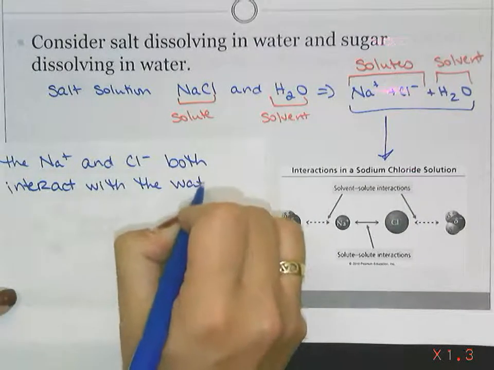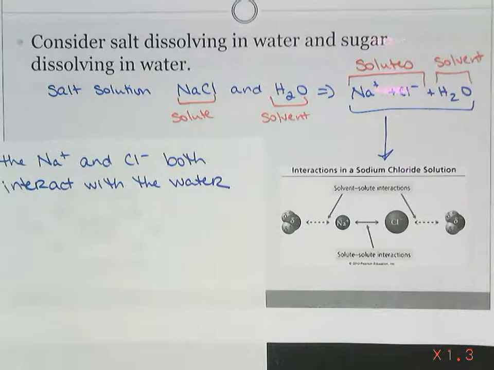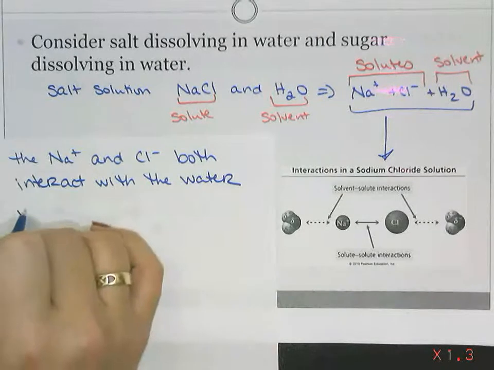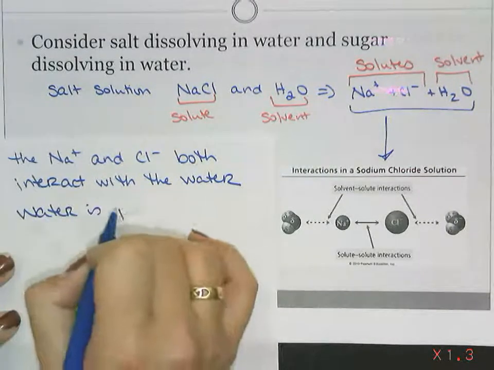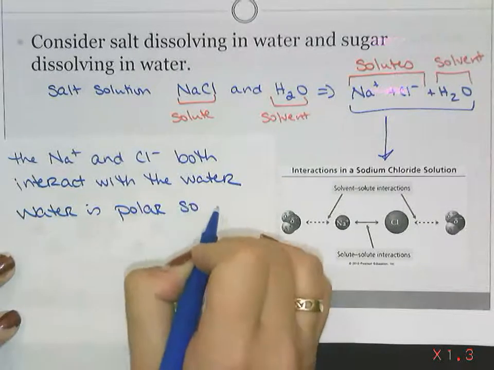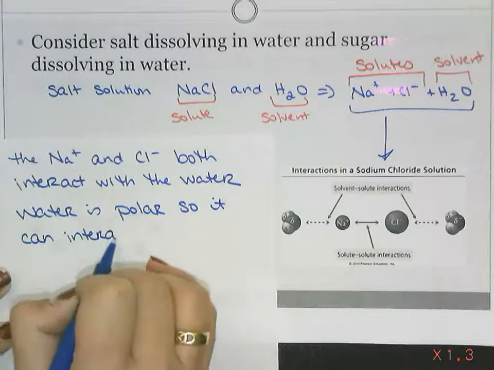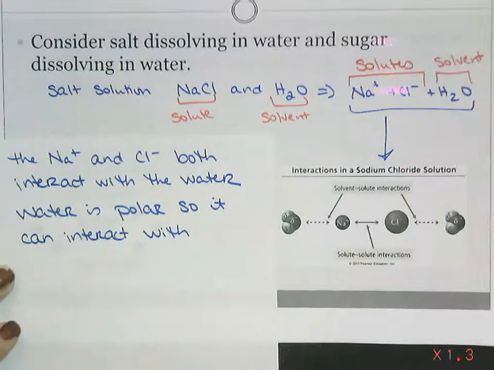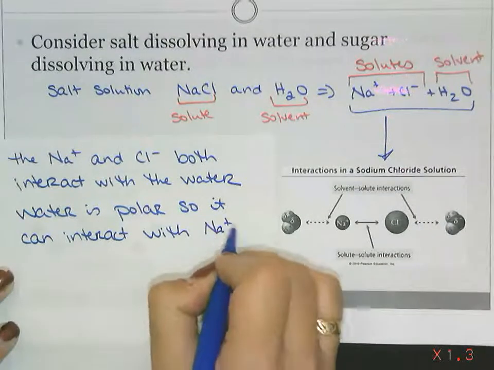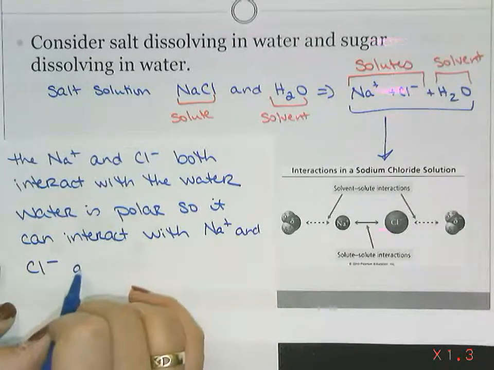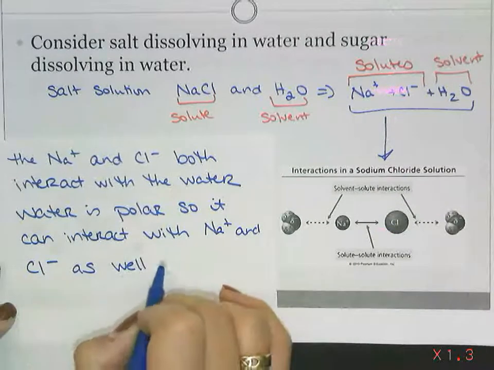All right, so both the sodium and the chloride are interacting with the water. Is water polar or nonpolar? It is polar. So water is polar, so it's going to interact with the Na plus and Cl minus, as well as with itself.